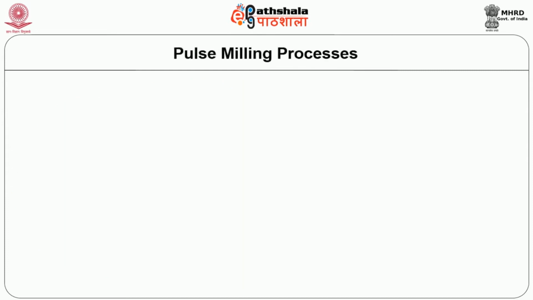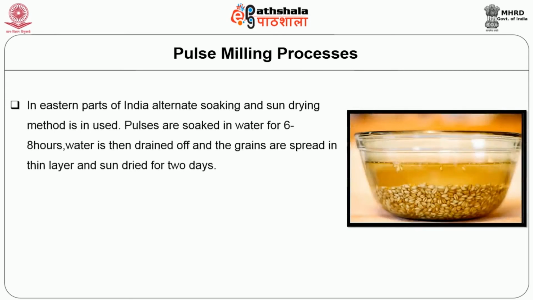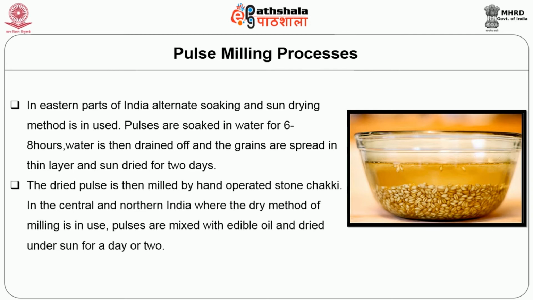Next is the pulse milling process. Under this, the first one is the domestic level process. In eastern parts of India, the alternate soaking and sun drying method is in use. Pulses are soaked in water for 6 to 8 hours. Water is then drained off and the grains are spread in a thin layer and sun dried for 2 days. The dried pulse is then milled by hand operated stone chakki.